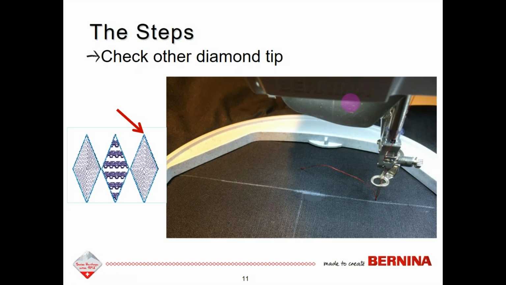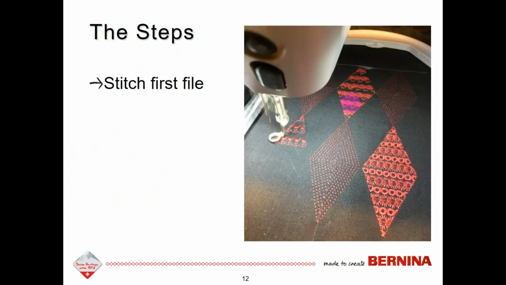Now, for those of you who have a machine with pinpoint placement, you can use that feature. This whole project was designed way before pinpoint placement. I made this project years ago, so the markers and absolute check was all I had to align. Once you're aligned both vertical as well as horizontal, you're ready to stitch that first file.